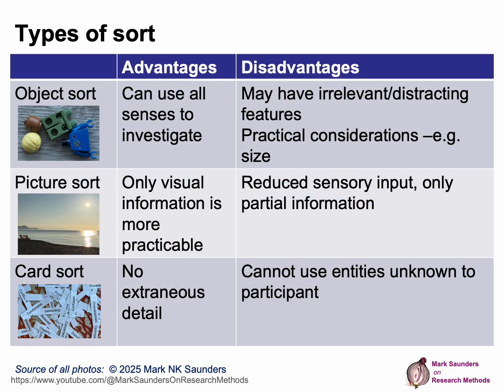The final type of sort we want to talk about is a card sort. And here we have no detail other than the words or phrases that are on the cards. And here participants have to know what we're talking about. They have to use their imagination to imagine those words. So it's important that we actually do the sort on entities that are known to participants.